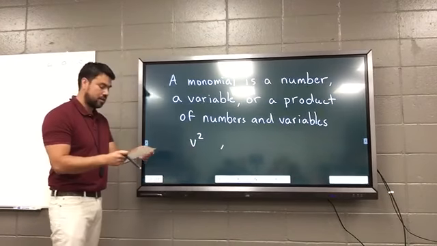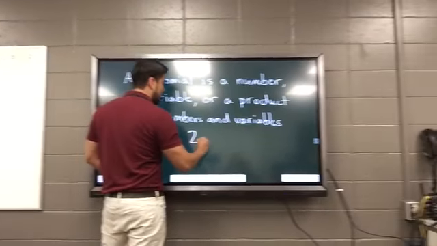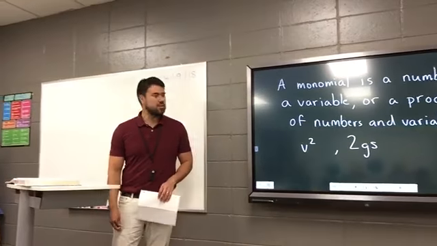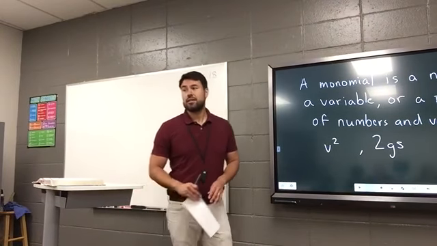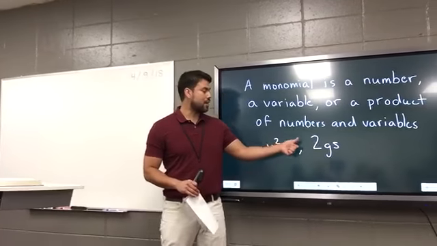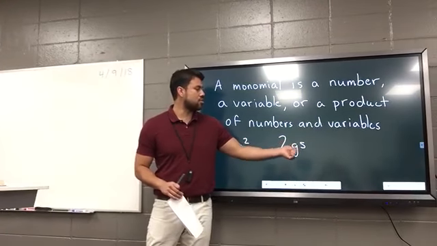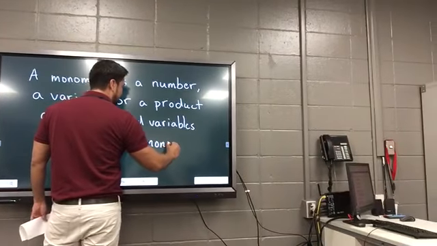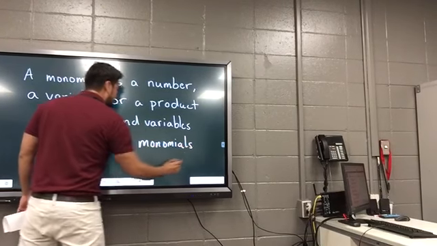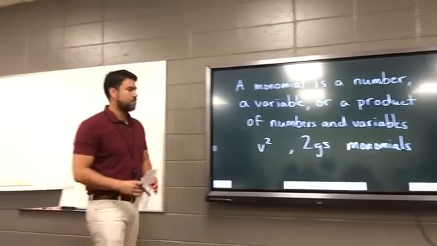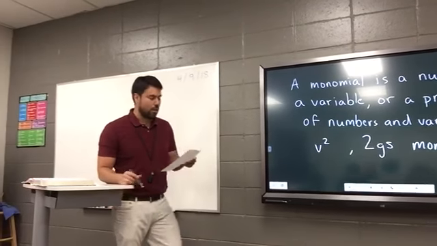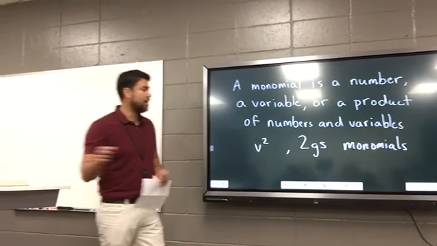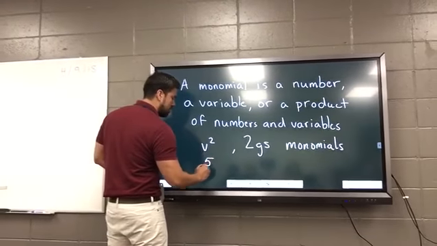Another example would be 2gs. How can 2gs be? Yep, it's a product of numbers and variables. So 2 times g times s, that's a monomial. Okay, that's not too bad. These are examples of monomials. Those are good in identifying what a monomial is. Here are some examples of what monomials are not, because you need to be able to distinguish the two.